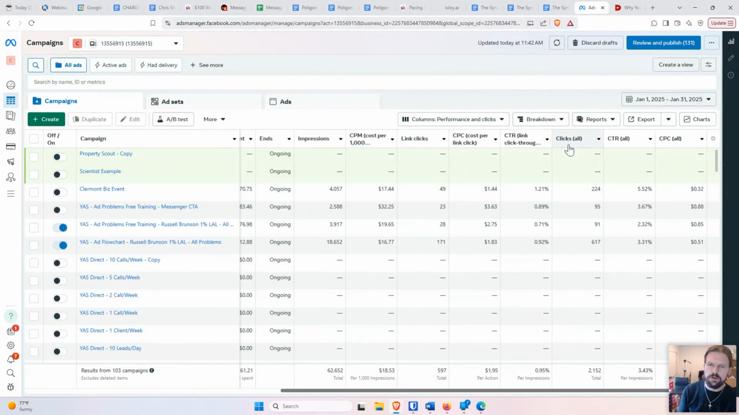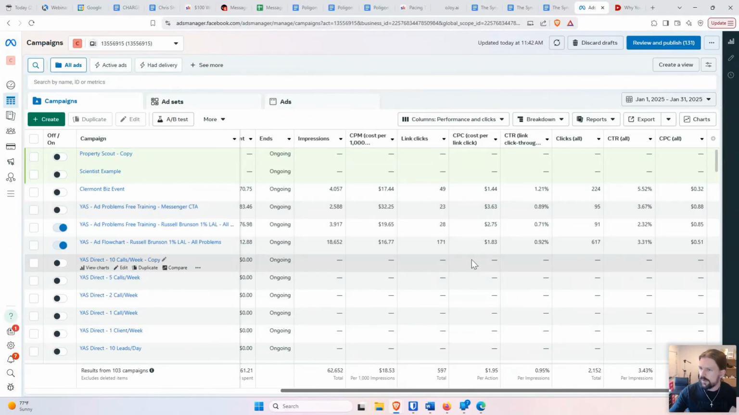Or if they click on your profile link and go to your Facebook or your Instagram profile, then that's a click all, right? So this is an indication of interest, this click all, but it's link clicks that's ultimately what's taking the next step here. So when I'm talking about cost per click, I'm talking about cost per link click, right?